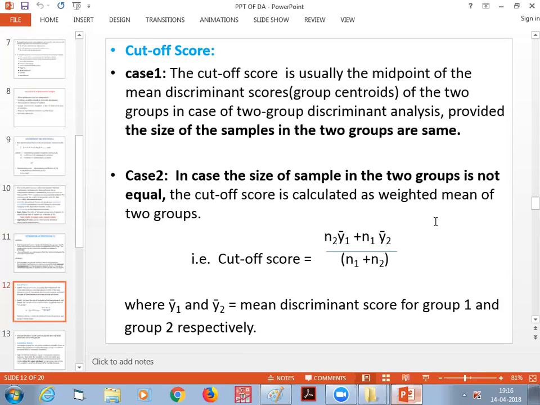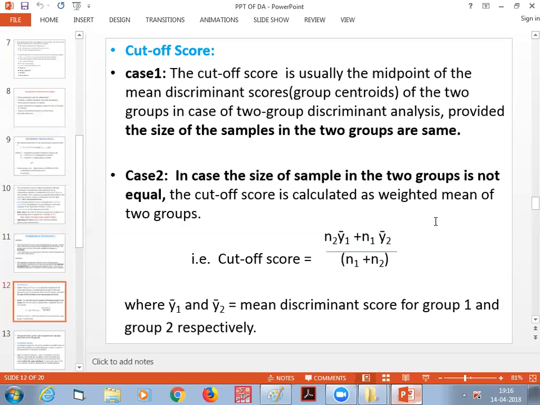In case of two-group discriminant analysis, provided the sizes of the samples in the two groups are the same. That is what I said. That means you just take the average of the two discriminant scores. That's all. You will get the cutoff score. No. Centroid is what? It is the mean value. Two groups.